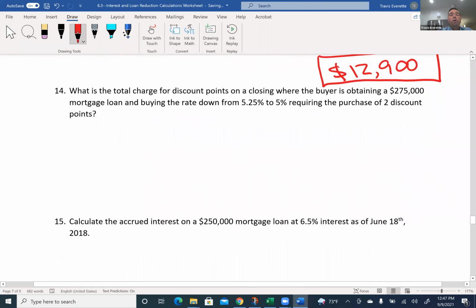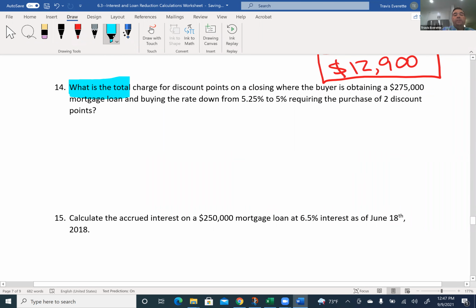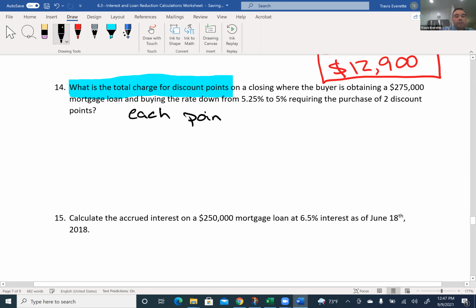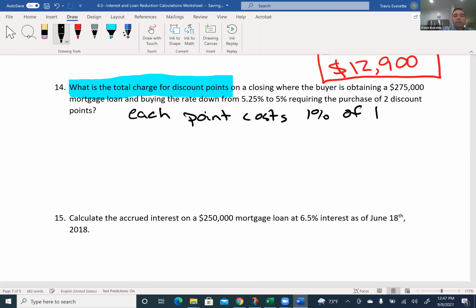Number 14, what? Well, there's our question word right out of the gate. What is the total charge for discount points? Okay. On a closing where the buyer is obtaining a $275,000 mortgage loan and buying the rate down from 5.25% to 5%, requiring the purchase of 2 discount points. Well, I know again, each point costs 1% of the loan. And if we're buying 2 discount points right there, so 2 points equals 2% of the loan.